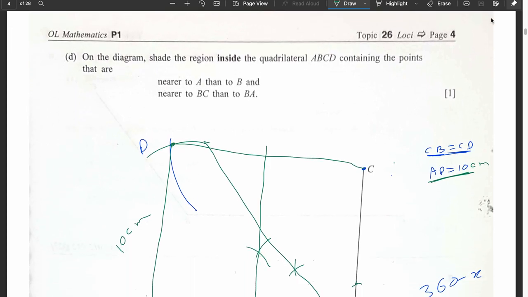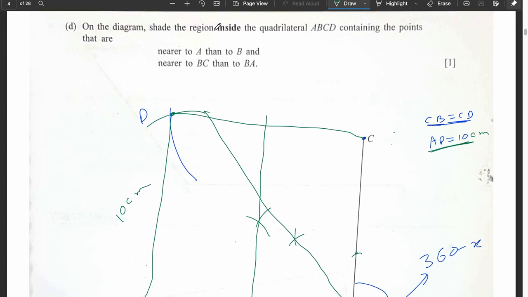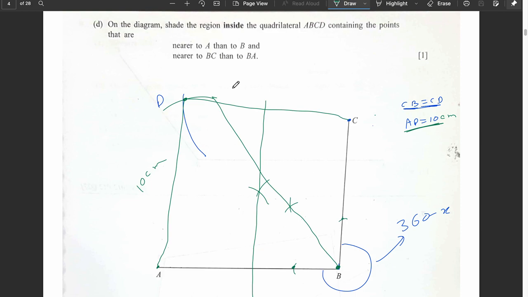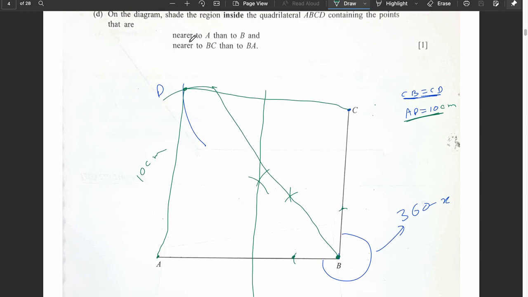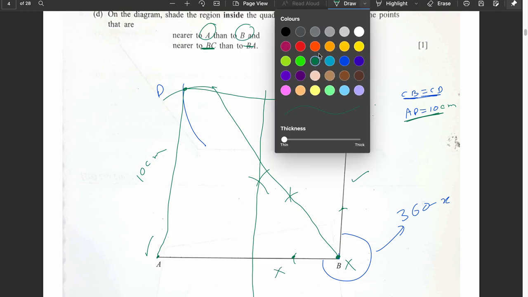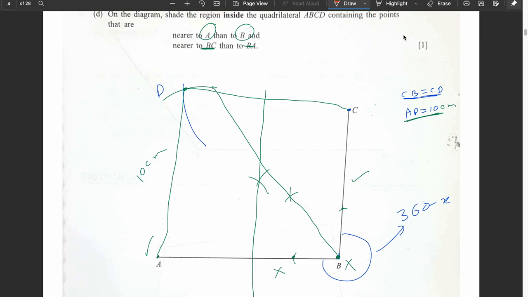D part. On the diagram, shade the region inside the quadrilateral ABCD containing the points which are nearer to A than B. Nearer to A than B. And the first thing, nearer to BC than BA. So nearer to BC than BA. Take a few seconds and see where the region would be.